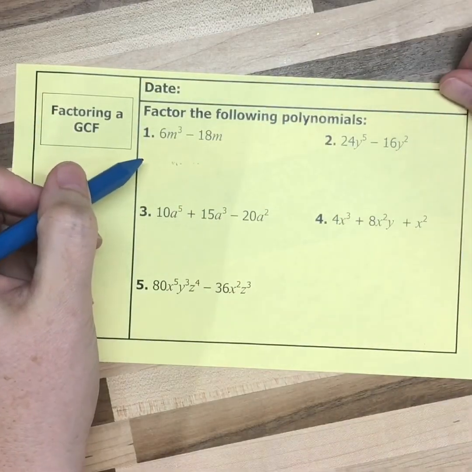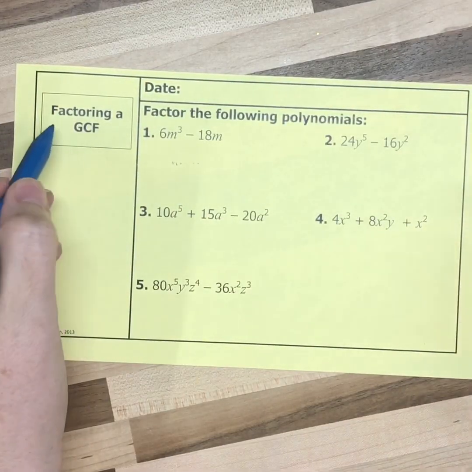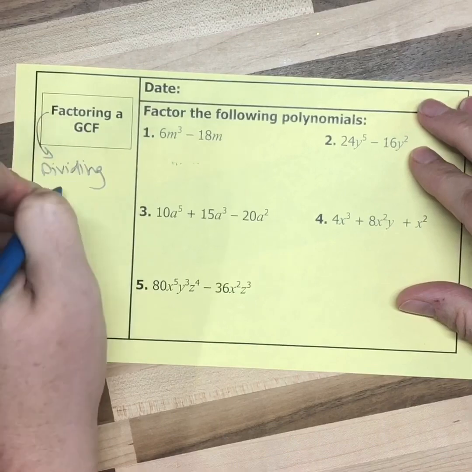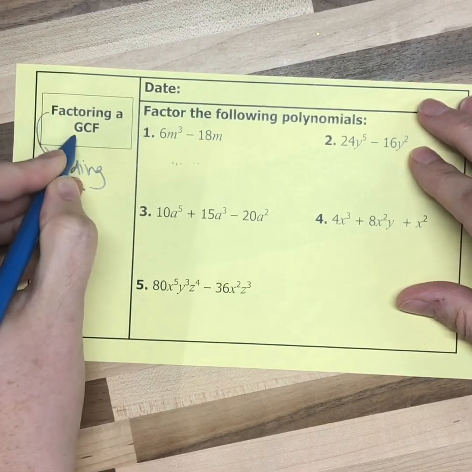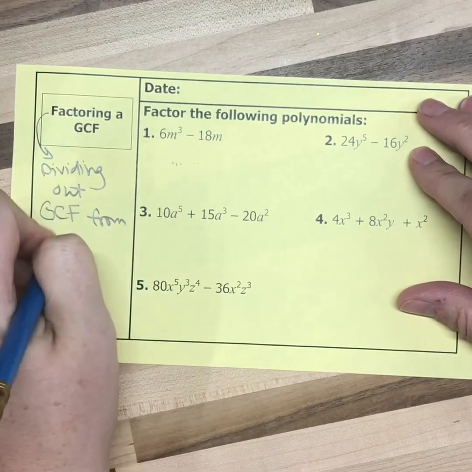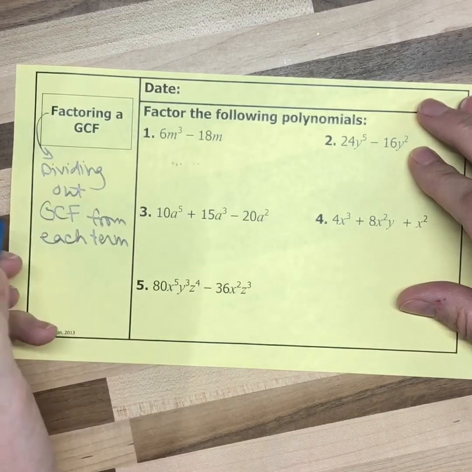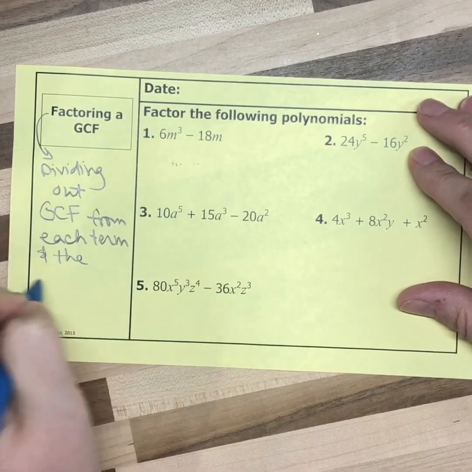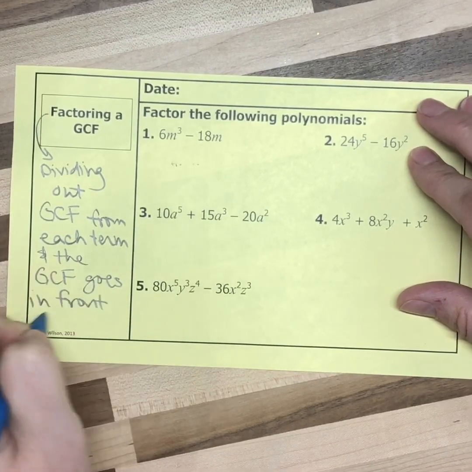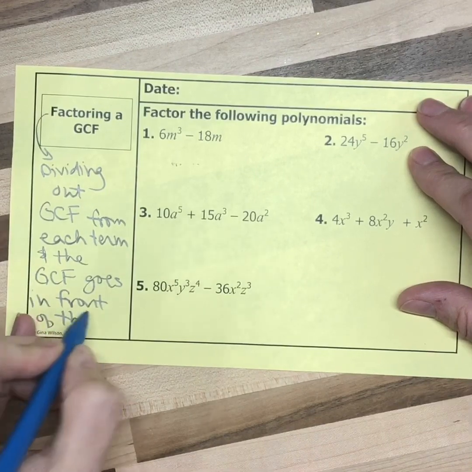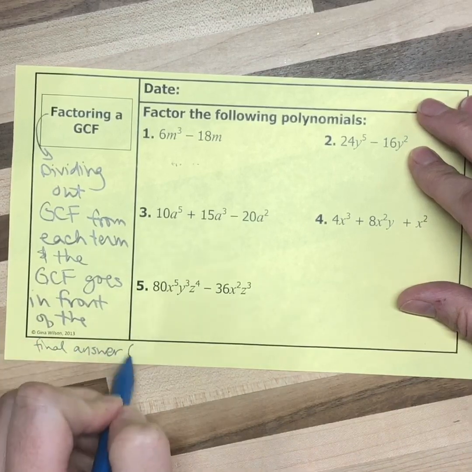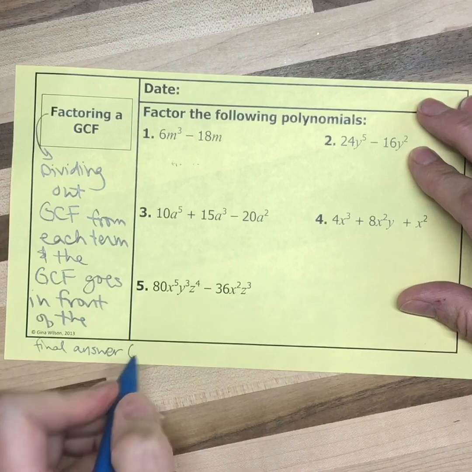So, first of all, as a review, factoring a GCF means dividing out the greatest common factor, or common factors, from each term. And if you remember, the GCF goes in front of the final answer. Because basically, to check your final answer, you can redistribute.